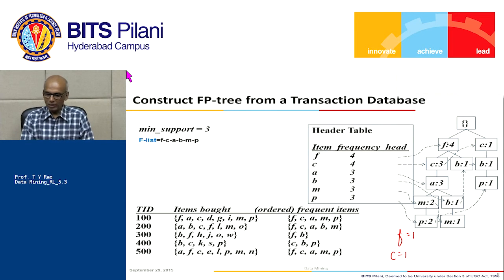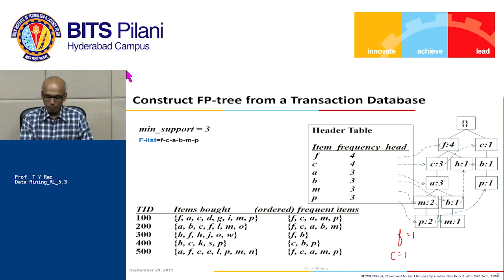Next transaction is FCABM. So we look for the nodes which have already been created. We start with the null node. So under that there is a node for F. So we increase the support for F, and then we make it 2, and then similarly C becomes 2, and then A becomes 2, and then B does not exist in the tree. So we create a new branch for this, and B has a support of 1. And then M is under B, so M is created with the support of 1. And we link the previous M with this M so that it is easy to traverse to find out the overall support for M when we require it.